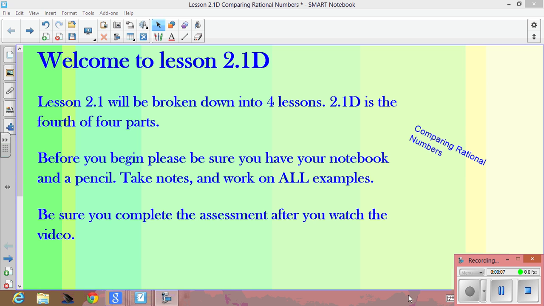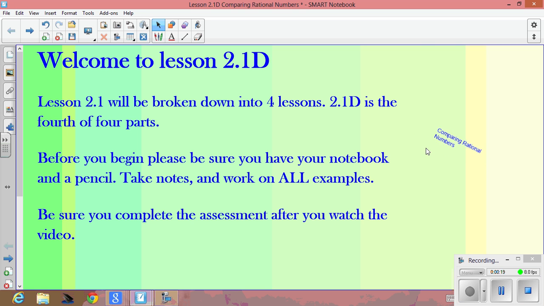Congratulations. We are at the last section of lesson 2.1. Congratulations. You have done some great work. You should be really proud of yourselves. This is 2.1, part D, comparing rational numbers.